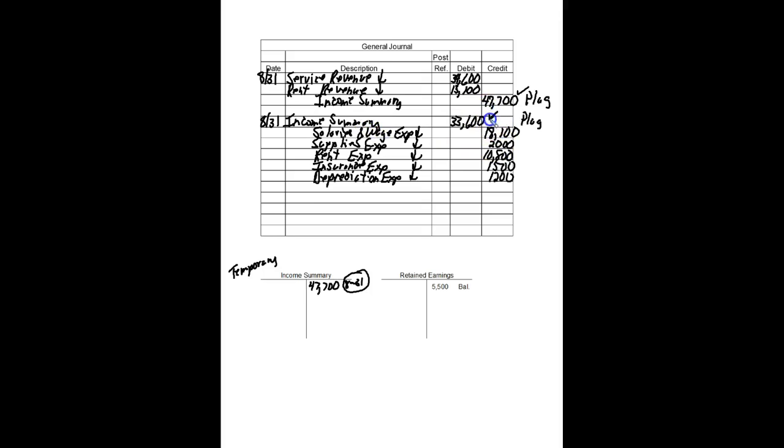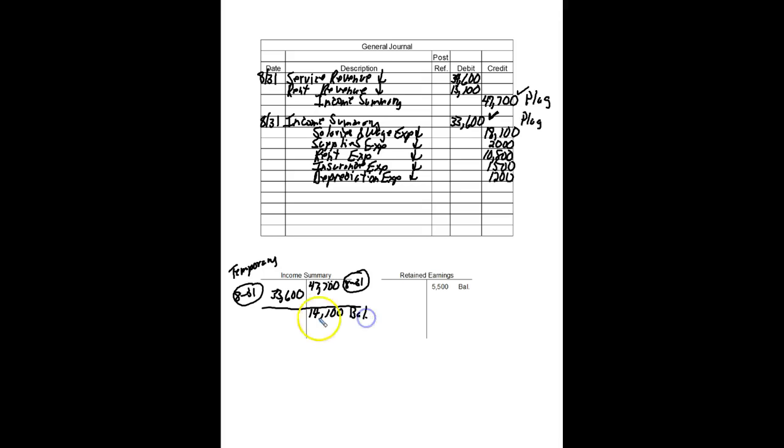Okay, let's go post our debit. $33,600, August 31st. Now, I'm going to draw my line. If I take the credit minus the debit, I have a credit balance of $14,100.